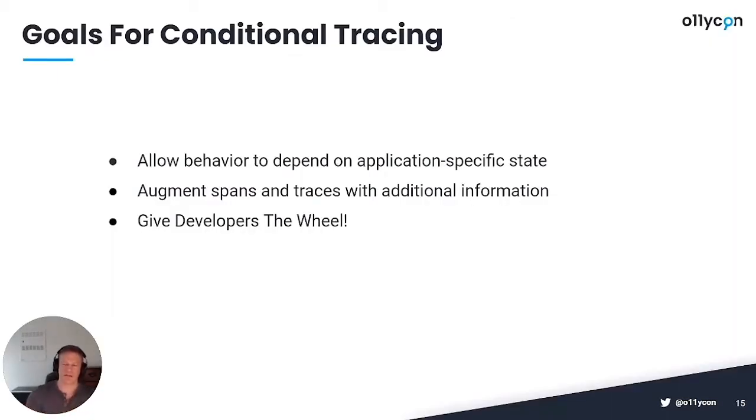So the goals for this conditional tracing that I've got here is we want to allow behavior to depend on application-specific data. We want to be able to add more information to spans. I mean, we can't really add information to traces, but we can add extra information and we can give the application and the developers the ability to change that on the fly without having to restart the system. We can give them the wheel.